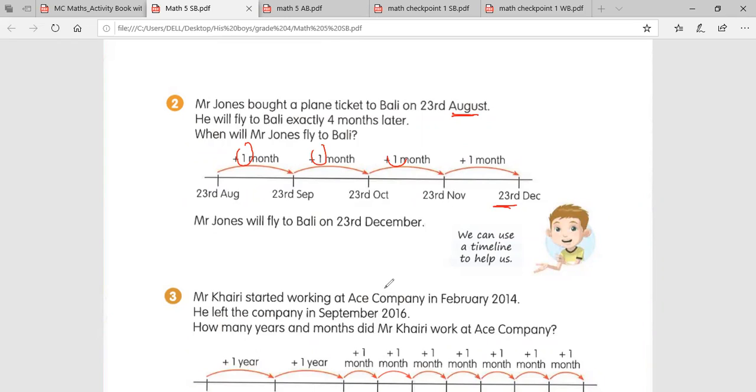Okay, so here we can use a timeline to help us, because we can add 1 month, 4 months, because he says 4 months later and just only 4 months later. The next one.